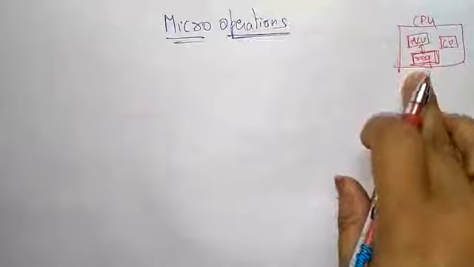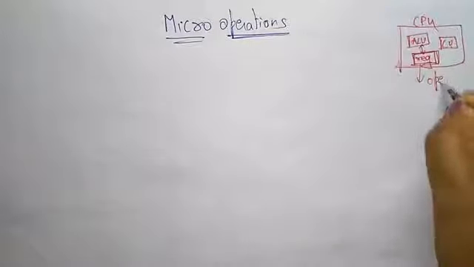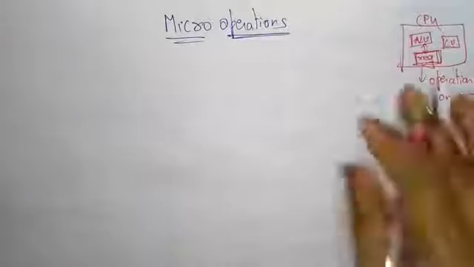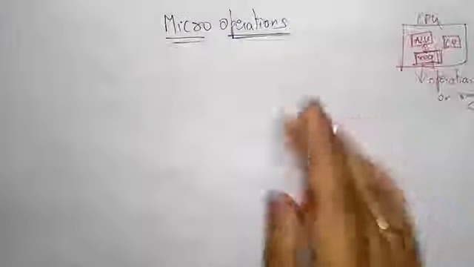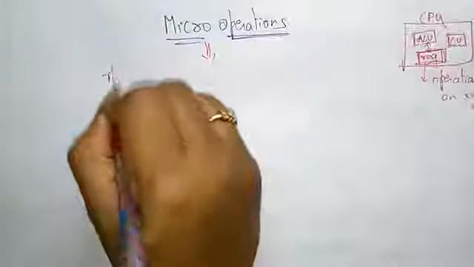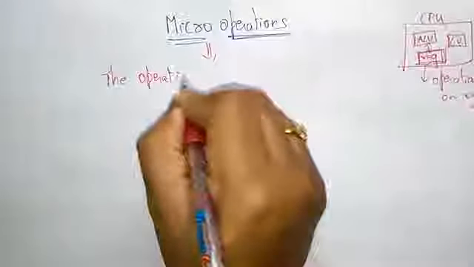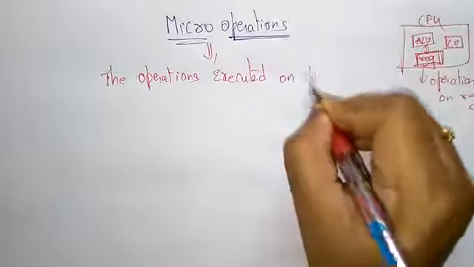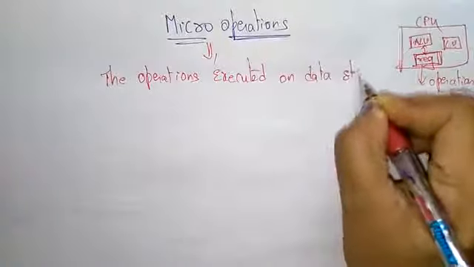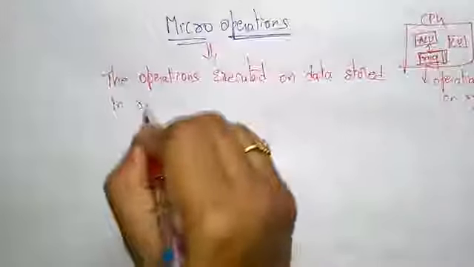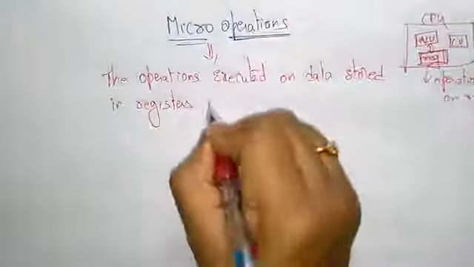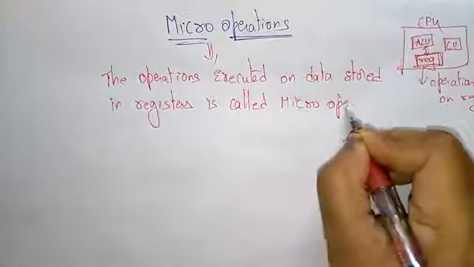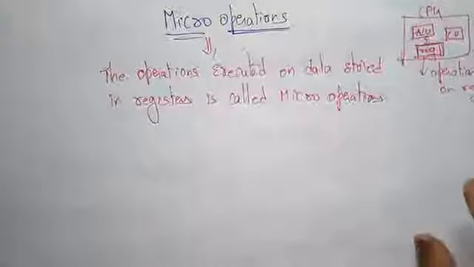So the operations that are done on registers you call micro operations. Let me write: the operations executed on data stored in registers is called micro operations. The operations performed on the registers, you call them micro operations.